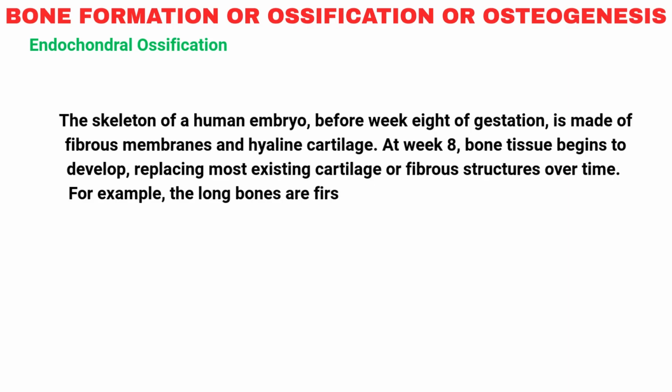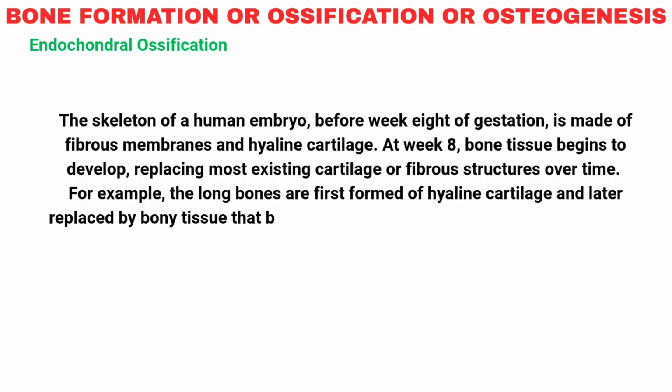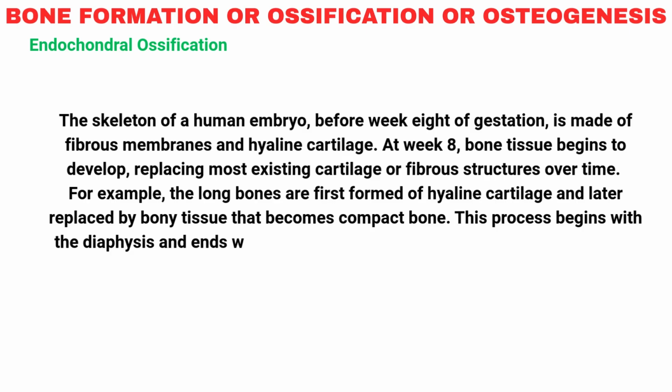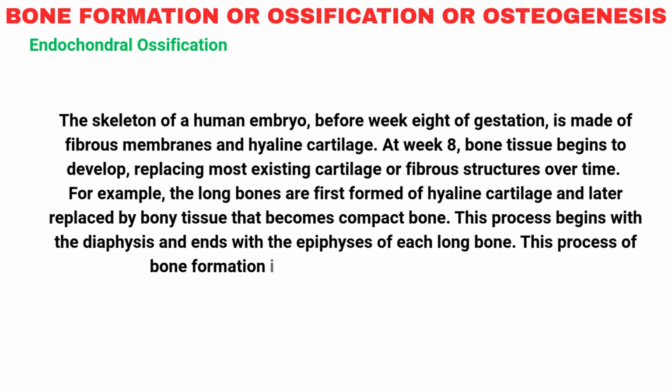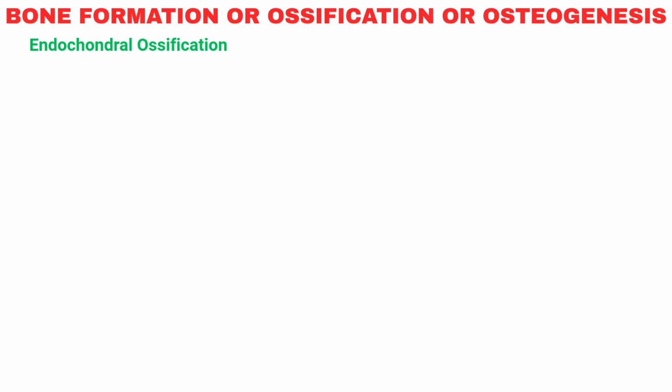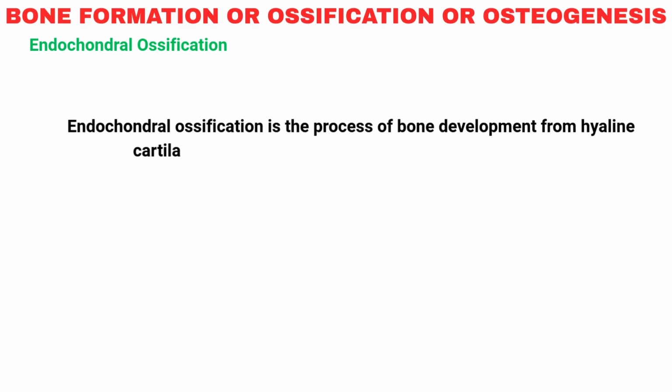For example, the long bones are first formed of hyaline cartilage and later replaced by bony tissue that becomes compact bone. This process begins with the diaphysis and ends with the epiphysis of each long bone. This process of bone formation is called endochondral ossification. Endochondral ossification is the process of bone development from hyaline cartilage. This requires a hyaline cartilage as a precursor.